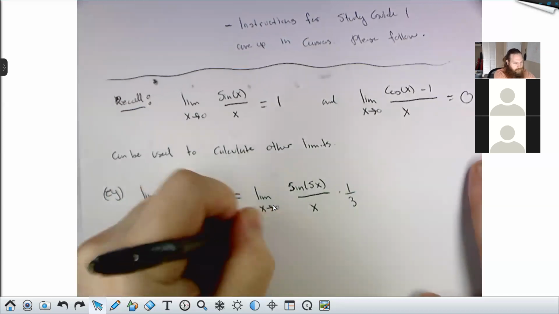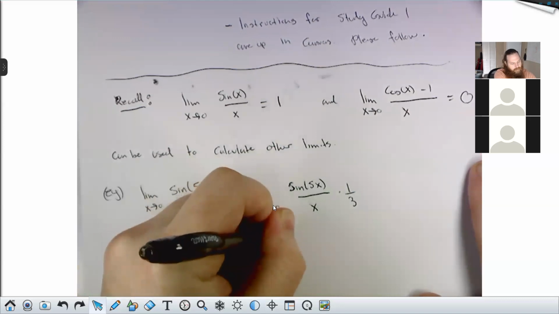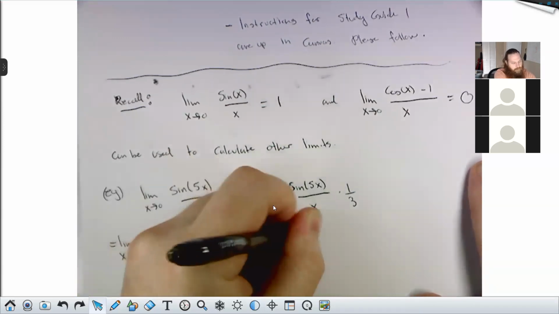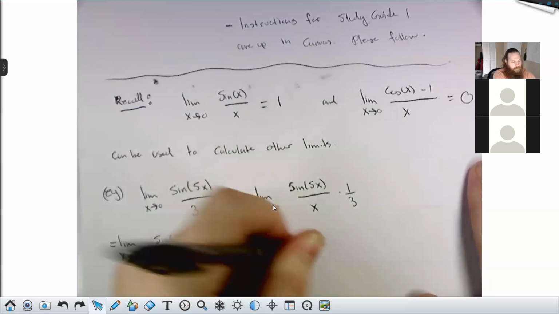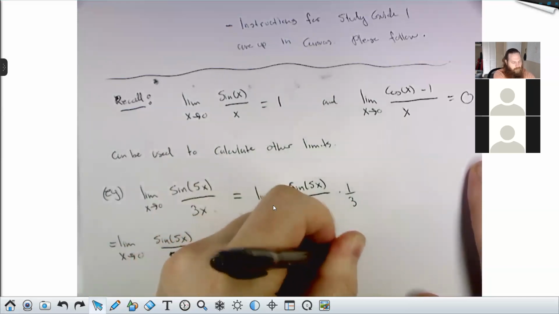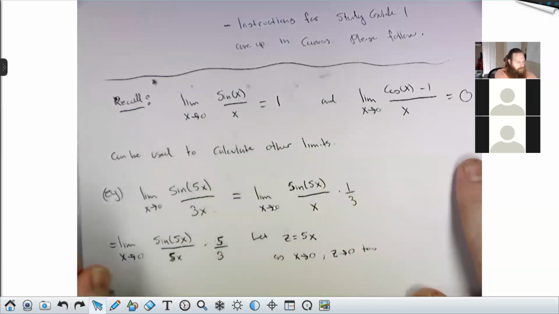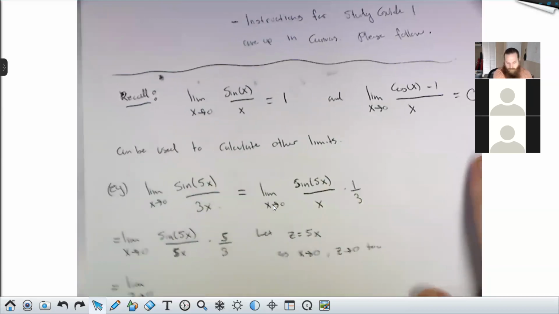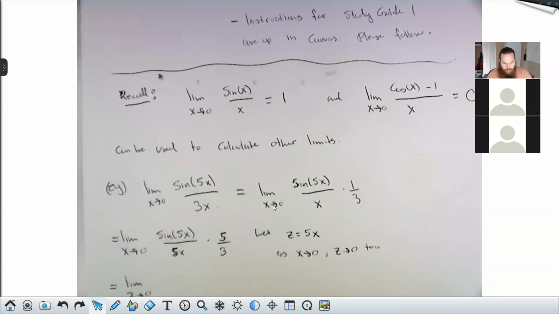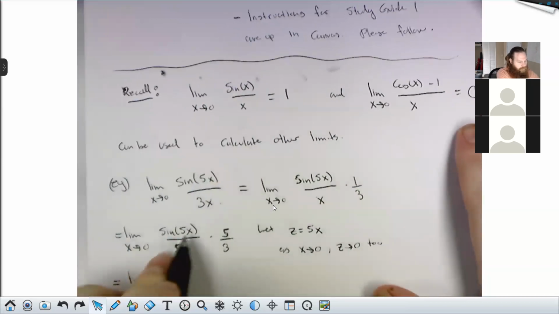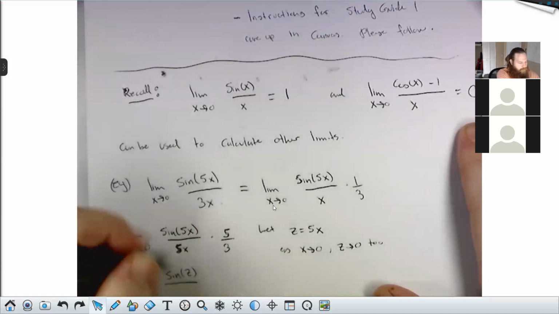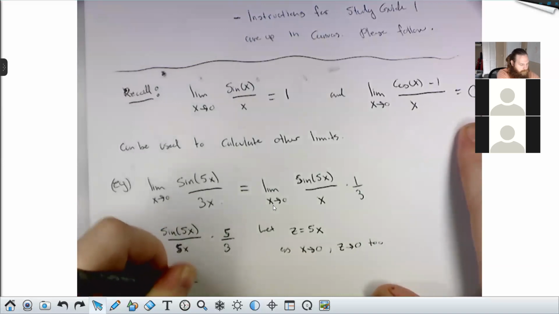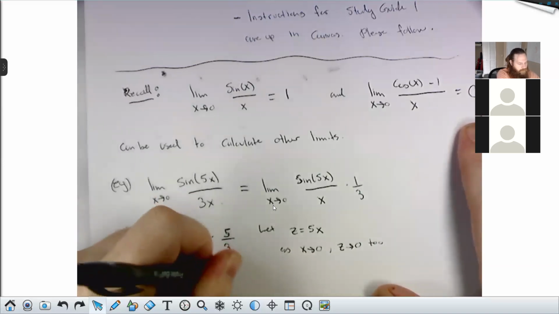So purely in terms of algebra, this is the same as this. And now we can make a little substitution. I could say let z be 5x. And note that as x goes to 0, z goes to 0 too. So my limit as x goes to 0 can be replaced by the limit as z goes to 0. Then each one of those pieces, I just have to replace with its equivalent. Sine 5x, well, z is 5x, so that's going to be sine z. And downstairs I have 5x, well, that's z. And then I still have this 5 over 3 hanging out over here.